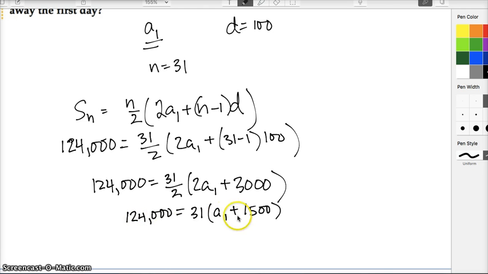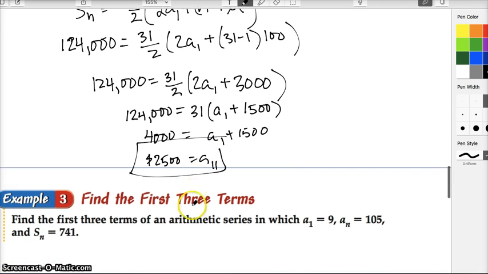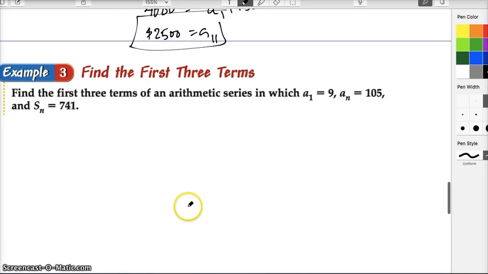Dividing both sides by 31 at this point. Here I multiply through by the 1/2. Dividing both sides by 31 yields me 4,000 over here, and the 31 is gone over here, and you can see where this is going. We're going to subtract 1,500 from both sides, and it's going to leave me with 2,500 as that first term. So $2,500 is how much they began giving away. Let's keep it moving.